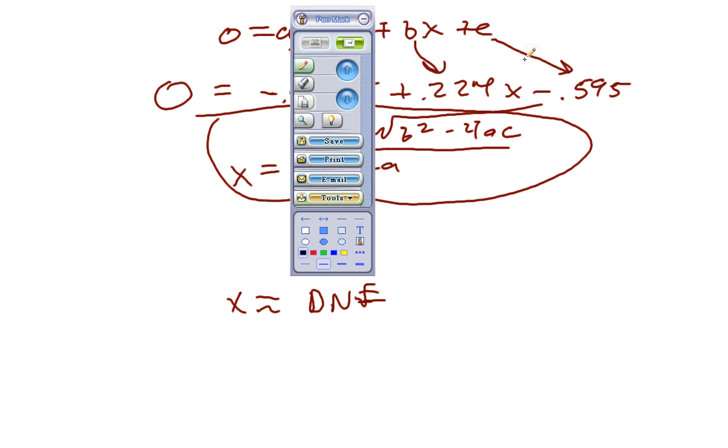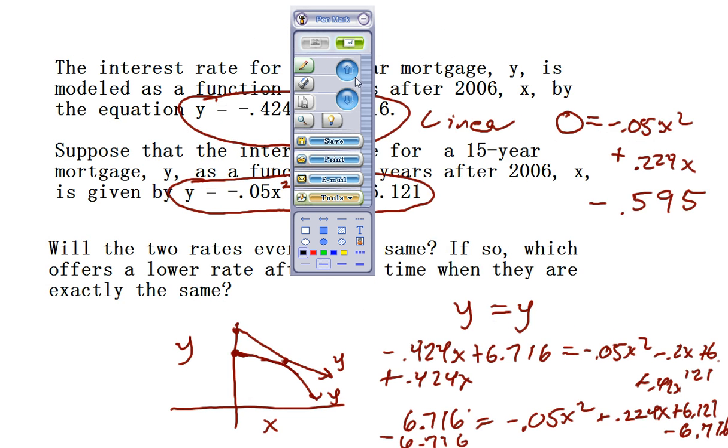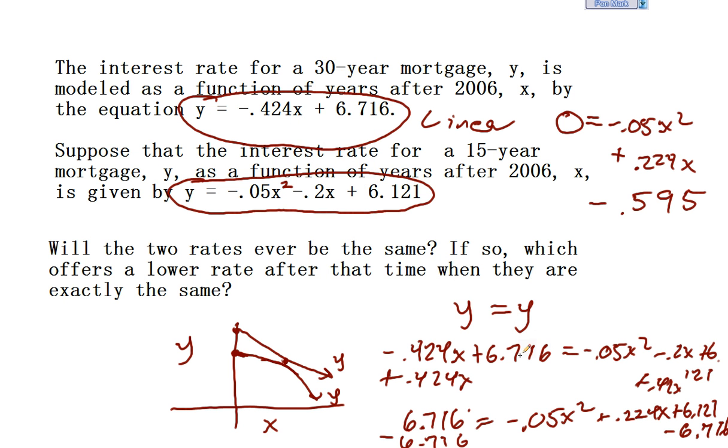So what does that tell me about the original problem? Well, the original problem was asking me to find the year if they were ever going to be the same. And I find that there's no x for which these two equations will ever be the same, which must mean that this one is decreasing at a constant rate, but this one picks up and goes down a lot faster, in which case I notice that the 15-year rates end up dropping faster than the 30-year rates, and in such a way that they actually never see a common point. So I would have to say that no, these two mortgage rates will never be the same.